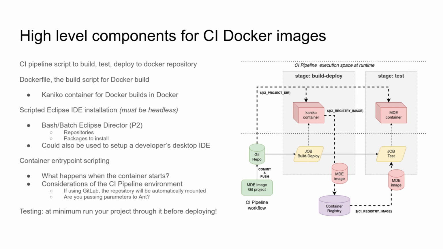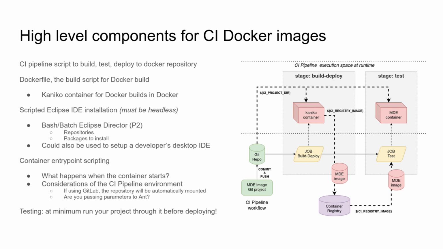In addition to the CI pipeline and Docker file, there will be a series of bash scripts that have been written, which will download the P2 director for installing the Eclipse IDE, and a second script which will use that director installation to unpack and install the Eclipse IDE and Epsilon.